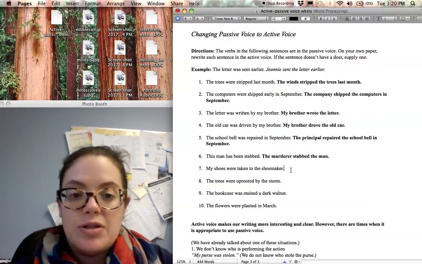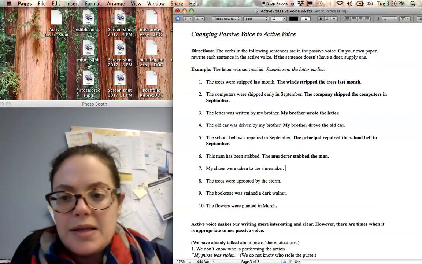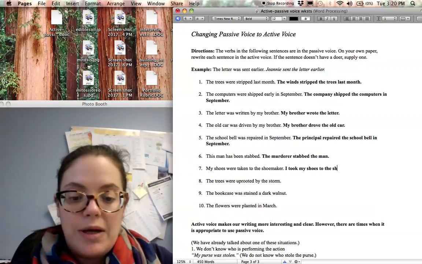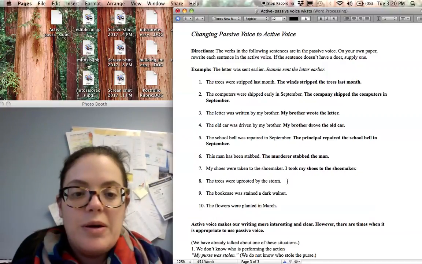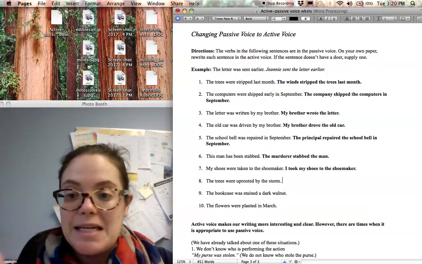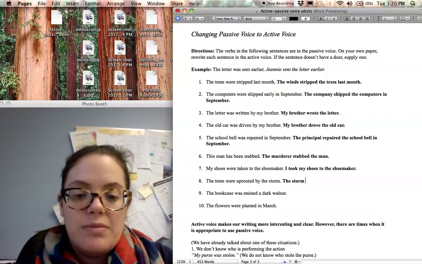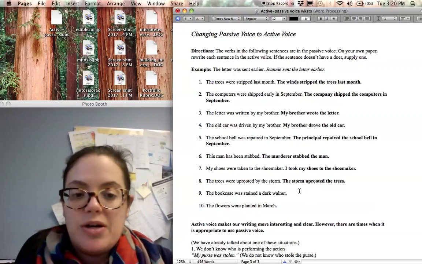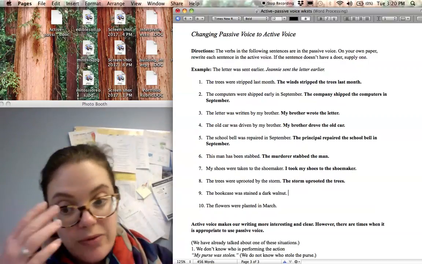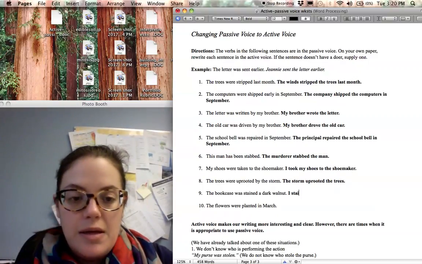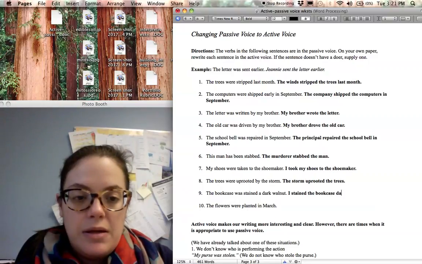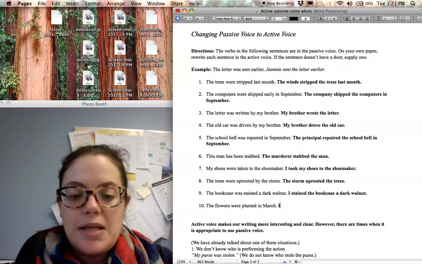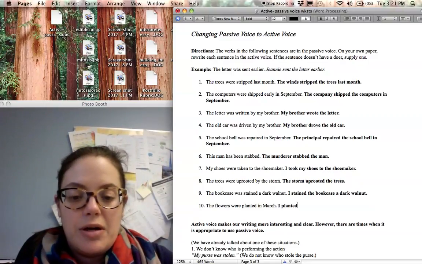Okay, my shoes were taken to the shoemaker. Easy way to redo this: presumably you took your shoes to the shoemaker, so I took my shoes to the shoemaker. Okay, the trees were uprooted by the storm. Here we have the doer listed in the sentence, it's just not the subject. The storm uprooted the trees. Okay, the bookcase was stained a dark walnut. Here I needed to add a doer to become my subject, so I stained the bookcase a dark walnut. All right, the flowers were planted in March. Let's say I planted the flowers in March.